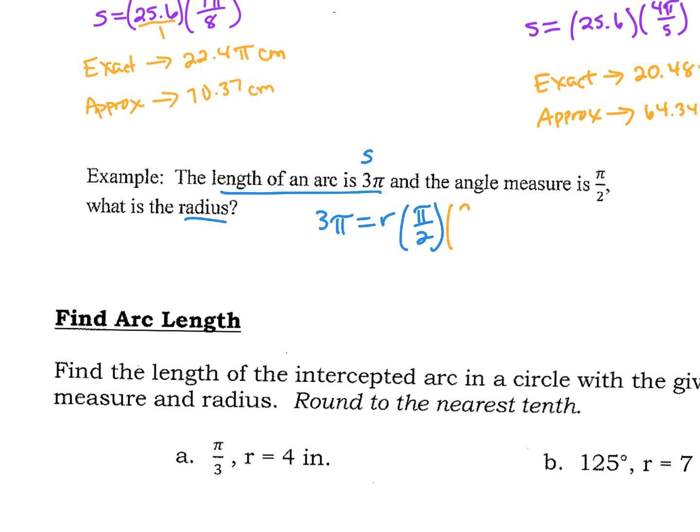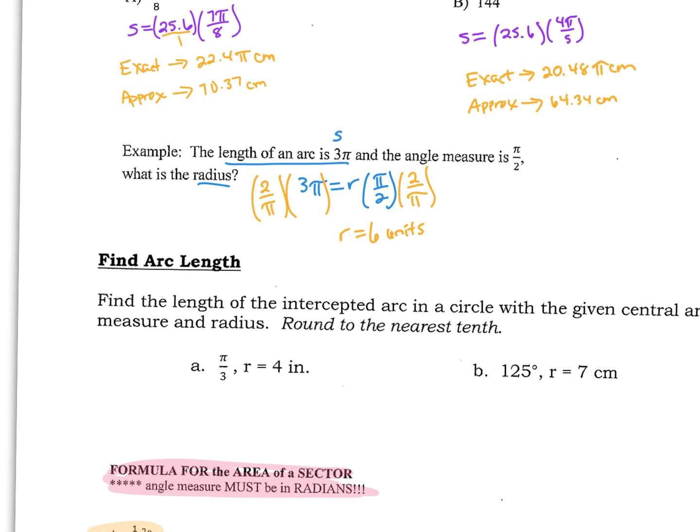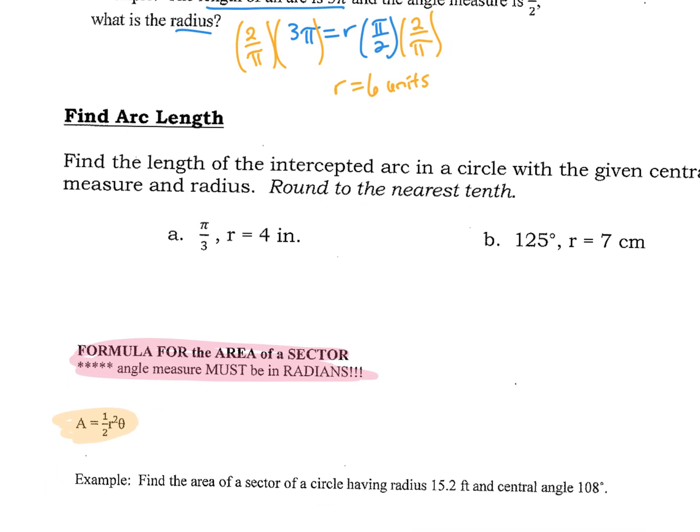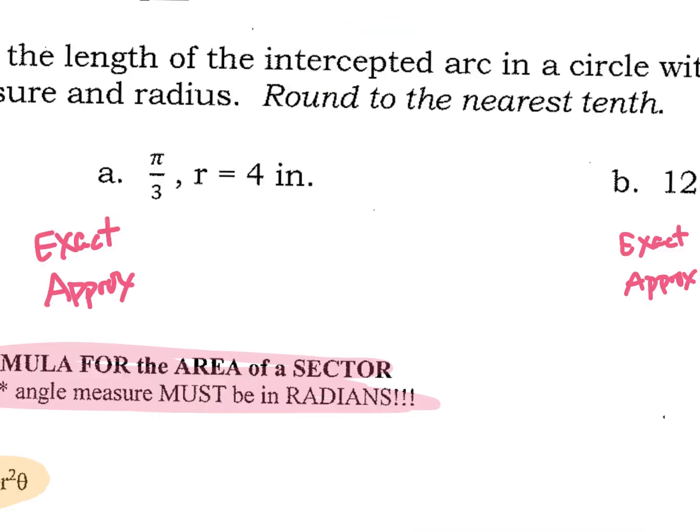To solve this, we're going to multiply by 2 over pi. We're going to multiply by the reciprocal, right? So the pi's will divide out, and you just find that the radius, do we have units? I don't think we do. So the radius is 6 units. I just want to remind you to keep track of units, so I'm going to write that in if we aren't given units, okay? So kind of working backwards on those. All right, try these next two for yourself, and we'll go over those answers in just a second.